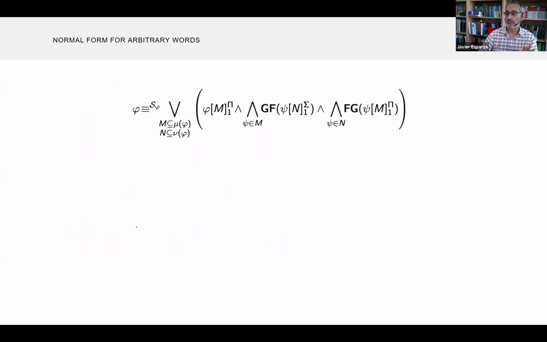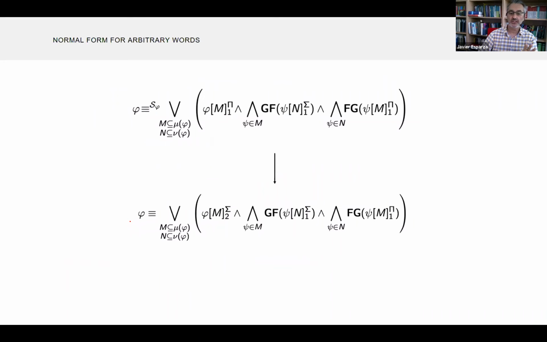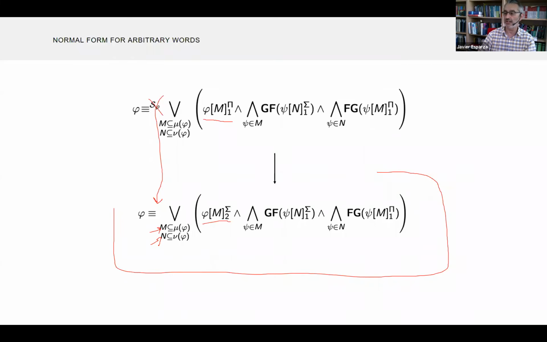This was the normal form for stable words. This is the normal form that works in general. And what is the only difference? The only difference is that you go from here to there, and that you remove this here. That's it, okay? And now it is easy to see that the length of this is going to be exponential, because these are sets of subformulas of phi. There are only exponentially many. This means there are only exponentially many disjuncts at worst. And then remember that this thing was not blowing up the formula. This thing may be blowing up the formula, but only exponentially. It's easy to see. So the whole thing is only going to have exponential length.